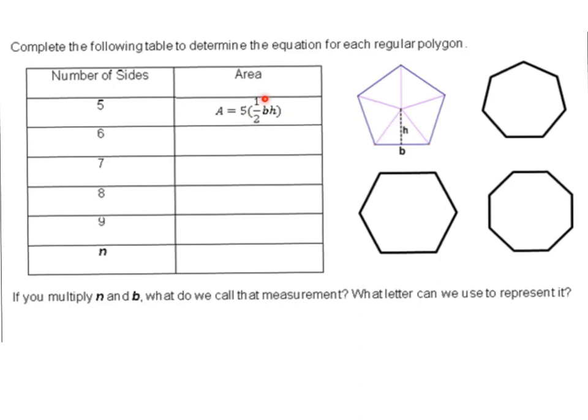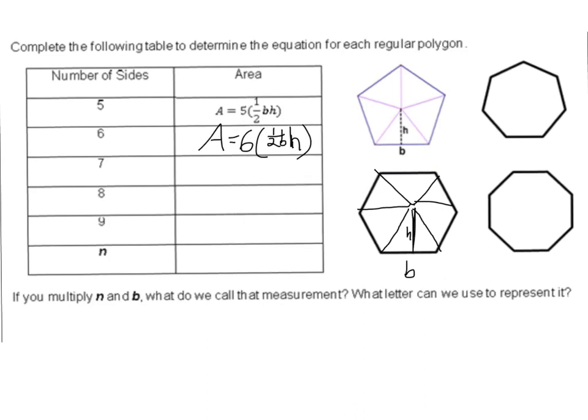Likewise, if we then go down to the hexagon, I can draw in one isosceles triangle from the center, and if I draw in that apothem, again, I have a base and a height of a triangle. But now the difference is I don't have 5 sides anymore, I now have 6 sides, which means I'm going to be able to create 6 of these triangles. So my area formula is now going to be 6 times 1/2 the base times the height.